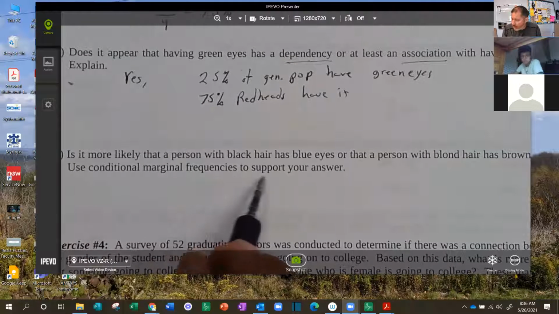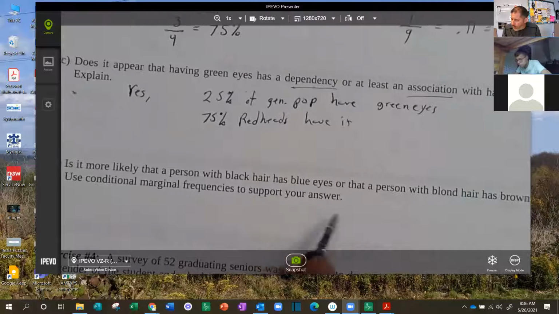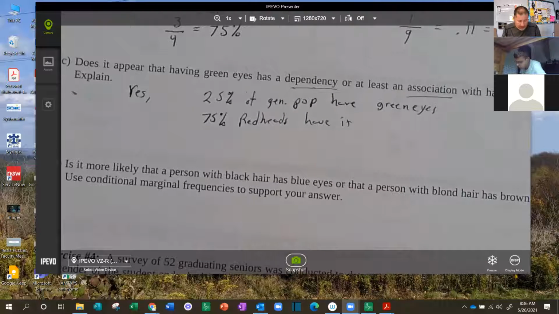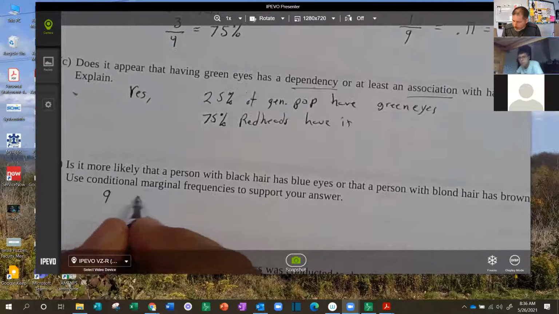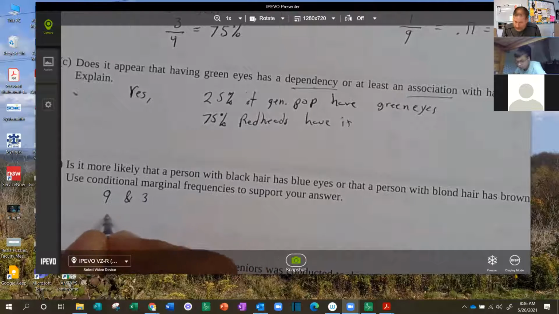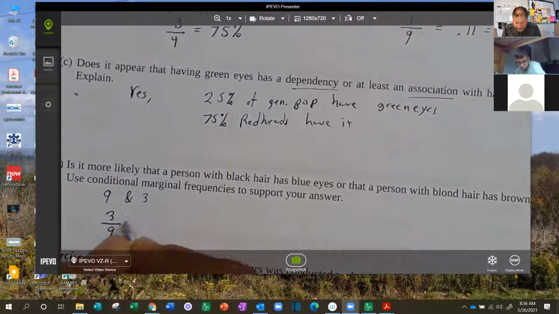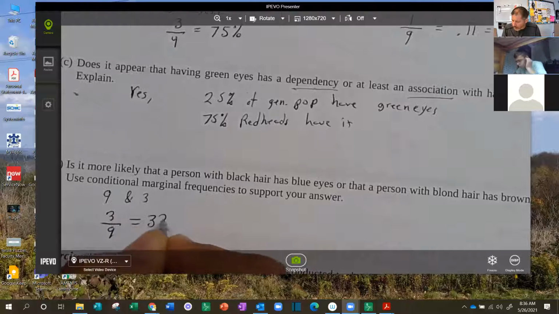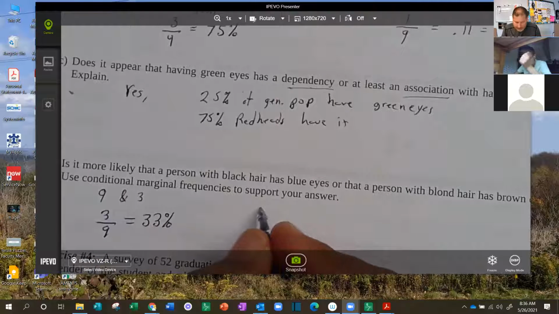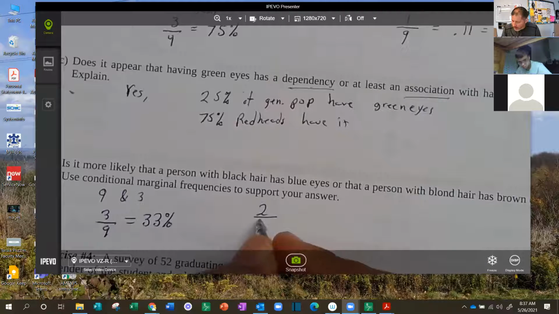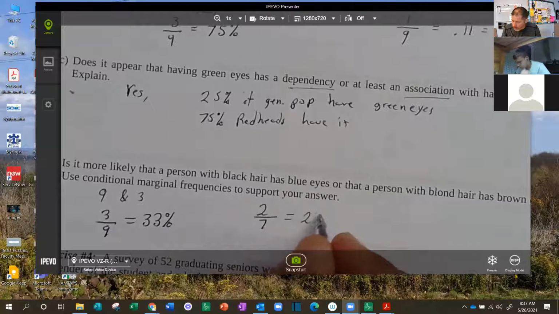Is it more likely that a person with black hair has blue eyes or that a person with blonde hair has brown eyes? All right, we'll take a look at that. There are 9 people with black hair, and 3 of them have blue eyes. So we're going to take 3 out of those 9 people, and the relative frequency is 33%. Now, there are 7 people with blonde hair, and 2 of them have brown eyes. So 2 out of 7 is equal to 29%.